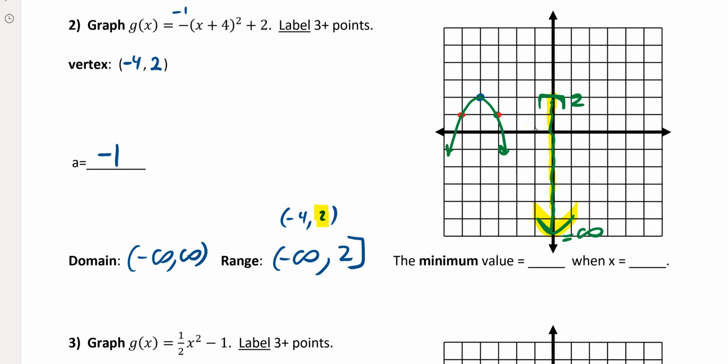All right, and then the min value, same thing. The minimum value here is not minimum, it is a maximum. So the maximum value here is 2 when x is equal to -4. And how do I know it's a max? Because we are increasing to that point and then decreasing away from that point, making it a maximum value. So it's the highest point the graph is going to go. So it's a maximum.